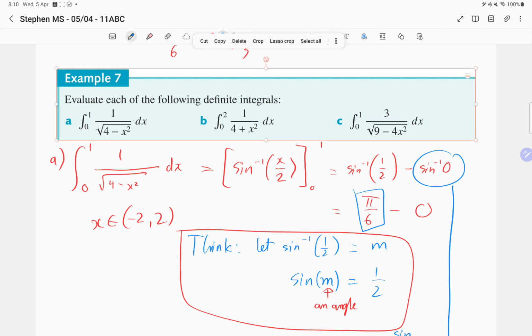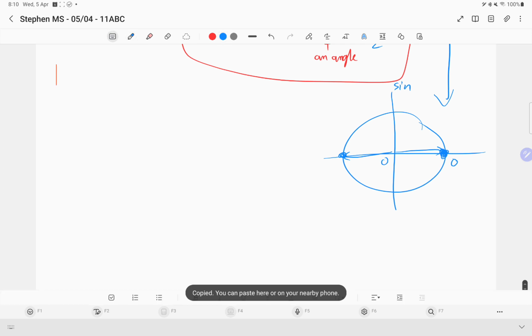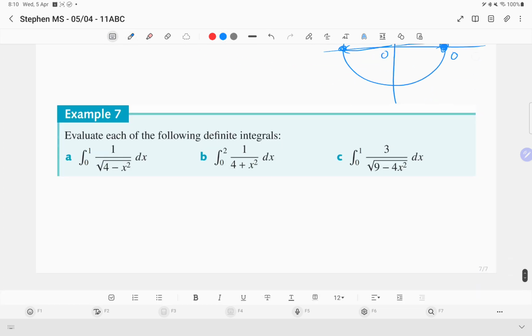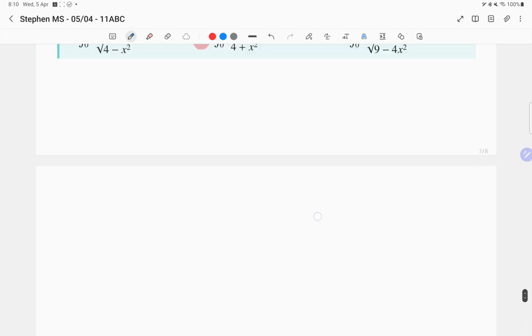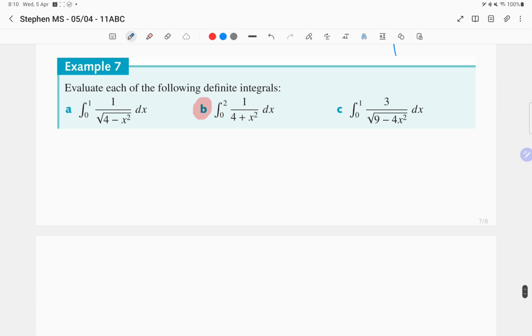Okay, B. Alright, next definite integral. When you anti-derive, to save a bit of time, what would it be equal to? This one's tan. Inverse tan of x on 2, over x on 2. That's it?